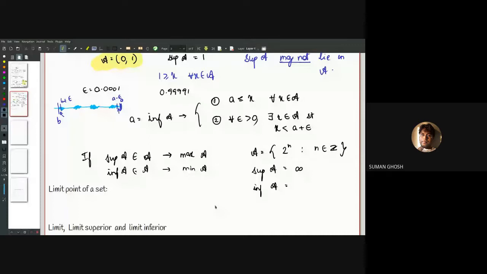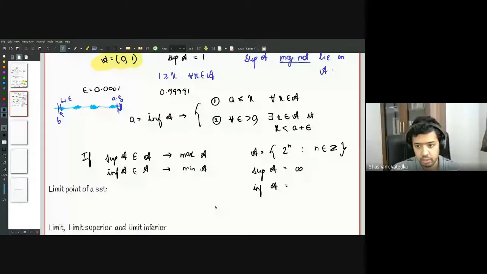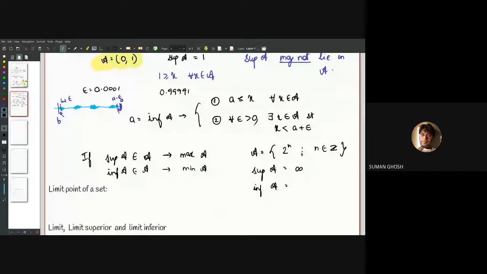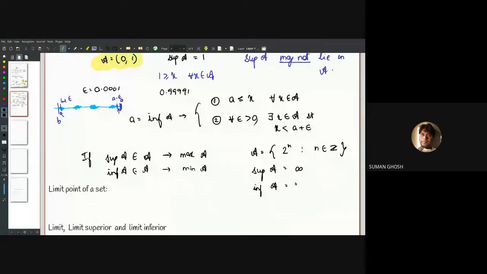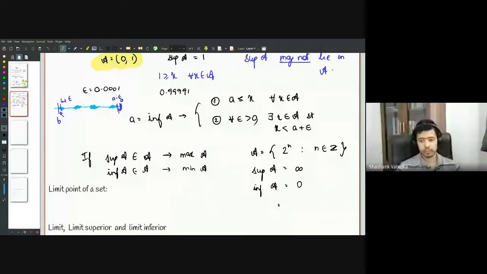One. Yes. Are you sure? So yeah, it should be 0. Exactly. So it's 0, right? Because I'm allowing n to be negative, so n can be -1, -2. As n tends to minus infinity, this tends to 0. So what if A was (-2) raised to the n?